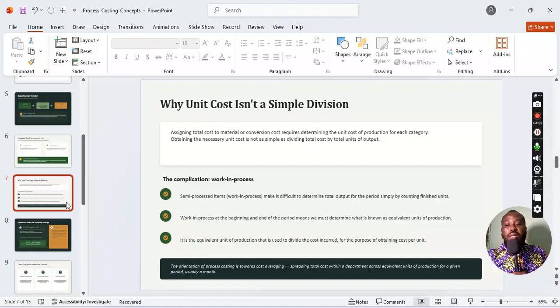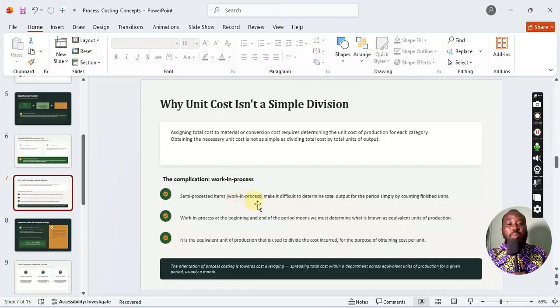So we also have here why unit cost isn't a simple division. Now, assigning total cost to material or conversion cost requires determining the unit cost of production for each category. Obtaining the necessary unit cost is not as simple as dividing total cost by total units of output. Now, the complication is work in process.